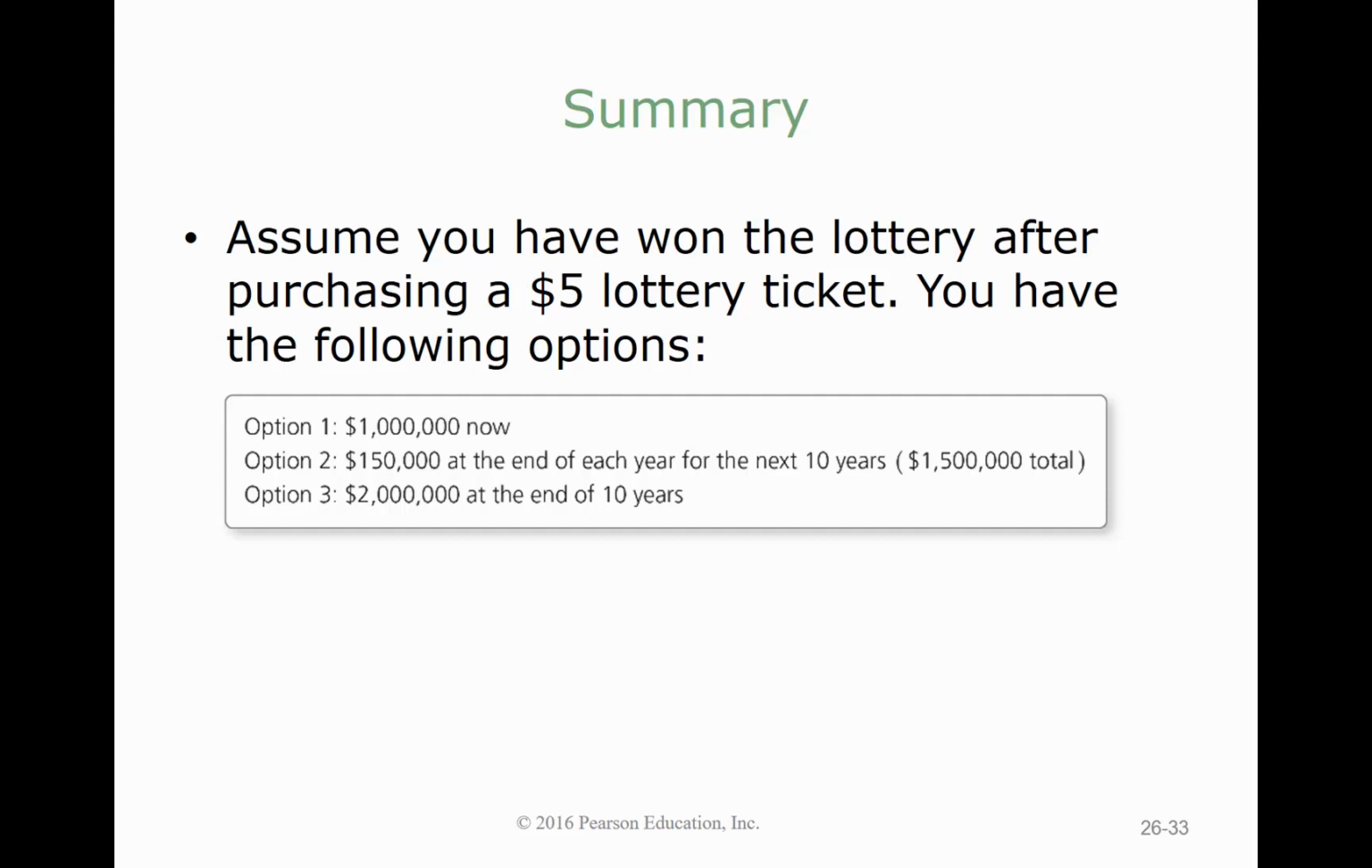All right. So option 1, you get $1 million today. Option 2, you get $150,000 at the end of each year for the next 10 years. So you get a total of $1.5 million. Or option 3, you have to wait 10 years, but at the end of 10 years, you get $2 million. I'm like, what happens if I die in the next 10 years? Do my kids get it? That'd be important to me to know.